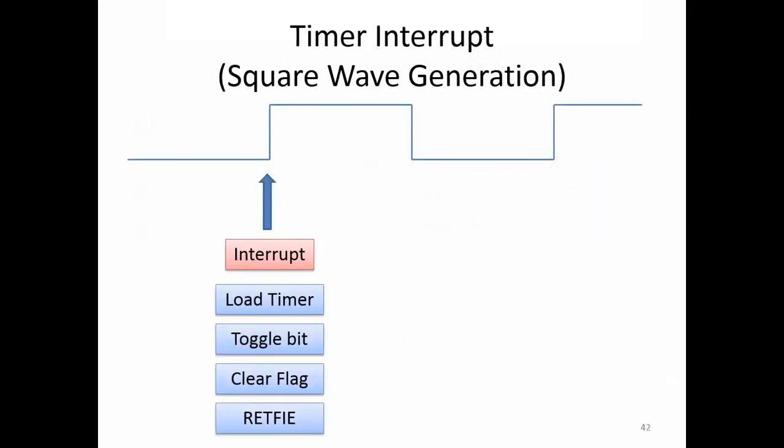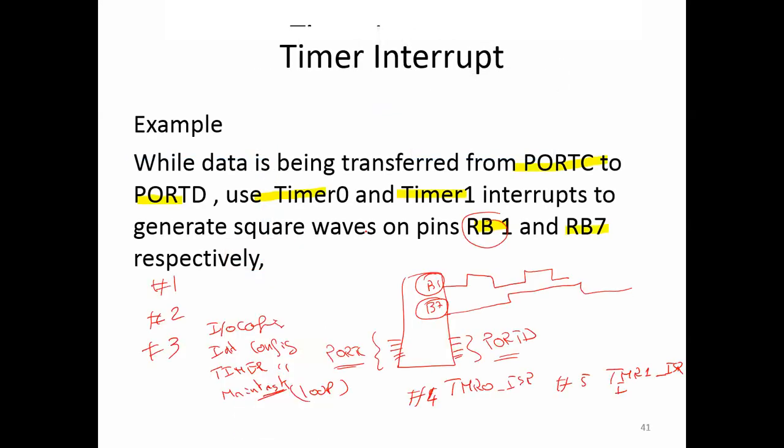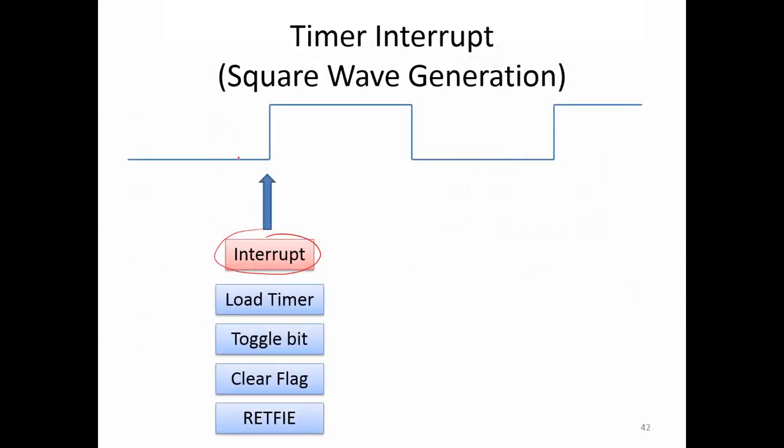It is very simple. For Timer 0 or Timer 1, how do we generate this signal? If there is an interrupt, what do you have to do? Check the flag. Here we need B1 and B7. If the timer generates an interrupt, meaning we reach the delay that we need, the main task is just to toggle the bit, B1 or B7. Then we have to clear the flag, which for Timer 0 is Timer 0 IF. And the last instruction is retfie.